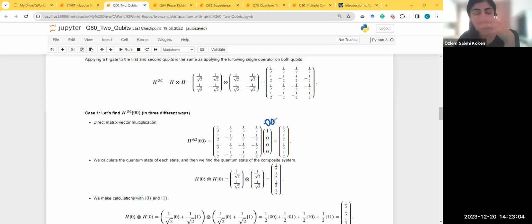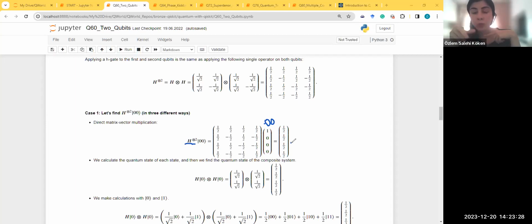This is a state of a system with 2 qubits, and this is the operator corresponding to applying Hadamard on 2 qubits. We represent it like this, with this tensor 2. And this is the resulting state. And what happens conceptually if we apply Hadamard to 2 qubits? You get equal superposition of all 4 states.